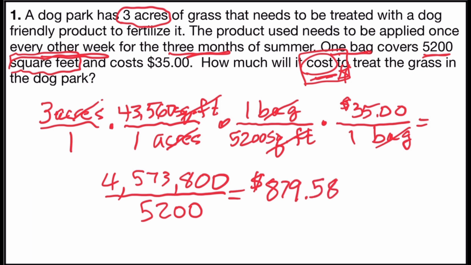$879.58. But remember, for the whole summer, it's every other week for 3 months. So pretty much 2 applications per month times the 3 months, I'm going to have to multiply this price of 1 treatment times 6, and $879.58 times the 6 treatments will give me a cost for the entire summer of $5,277.48.